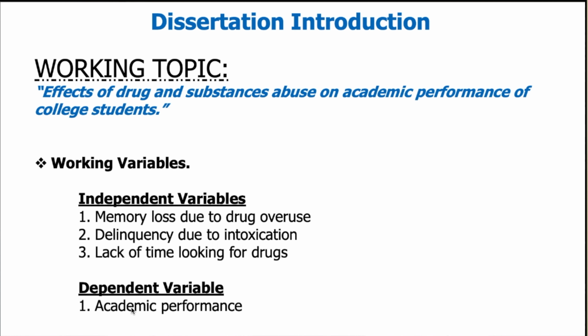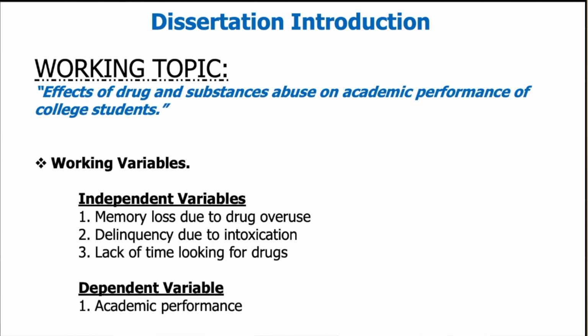So I told you there can be three or more categories of variables. The main ones we have here are independent variables and dependent variables. We also have others like intervening variables, etc. But in this study, we want to make it simple for you to understand. So we have our working topic and we have variables, both independent and dependent.